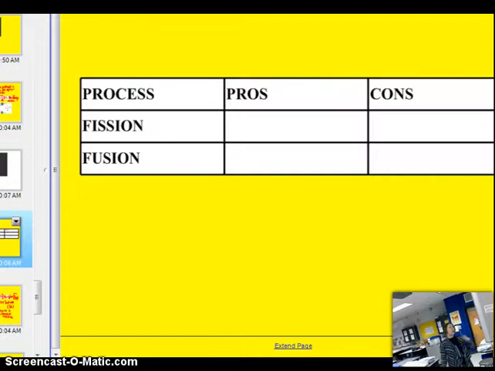I have a little chart here just to compare the pros and cons of fission and fusion. The benefits, actually, you know what? I'd like you to fill this out. Why don't you go ahead and fill out your little chart, because I think you have that chart in your notes. Am I right, Karina?